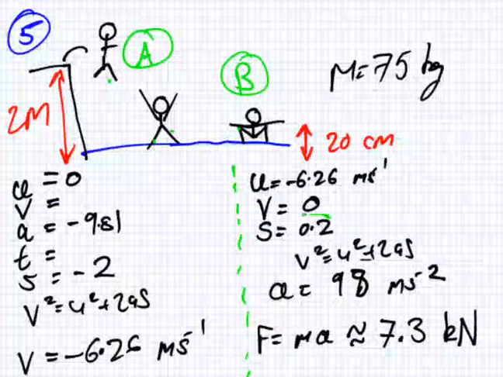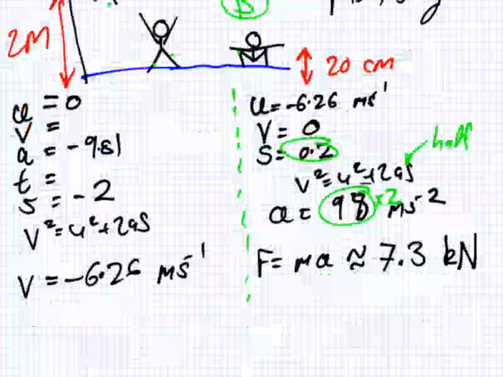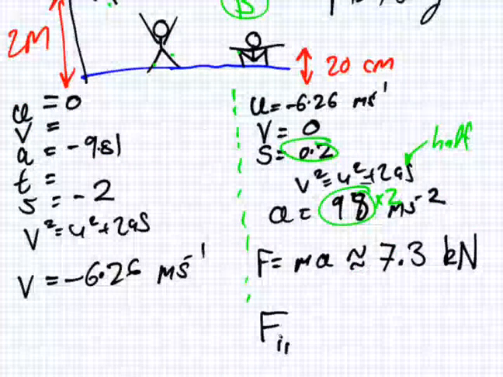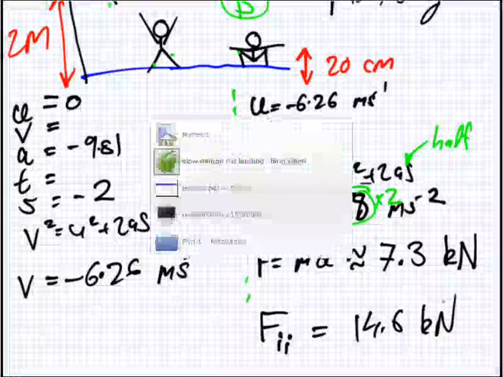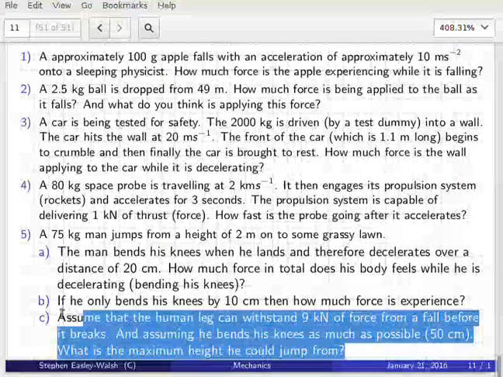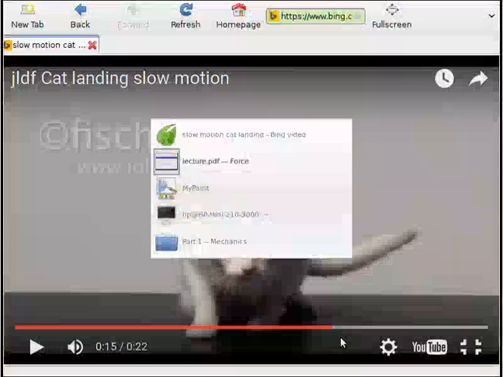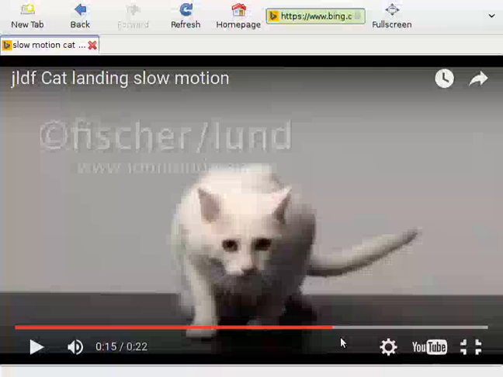And again, maybe I can find a video here to help. Okay, so I'm sure I can find a cat. Slow motion cat landing. Oh, cute. So, the cat hasn't landed yet.